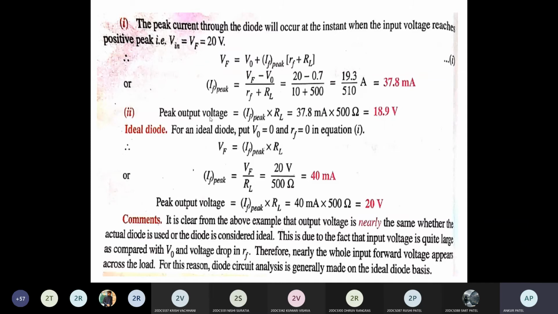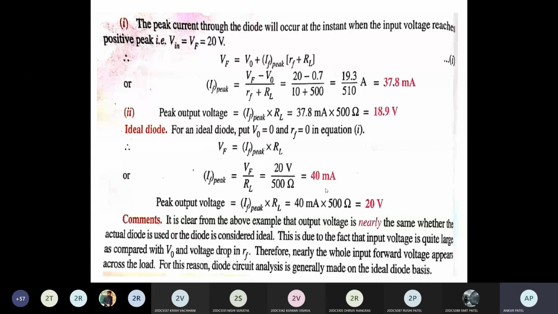The peak output voltage is equal to I into R, so IF peak into RL. IF peak is 37.8 milliampere and RL is 500, so it is 18.9 volt. Now for the ideal diode, we know V0 is equal to 0 and RF is equal to 0. So VF is equal to I into RL, and IF peak is equal to VF by RL, which is 40 milliampere. The peak output voltage is I into RL, so 40 into 500, that is 20 volt.